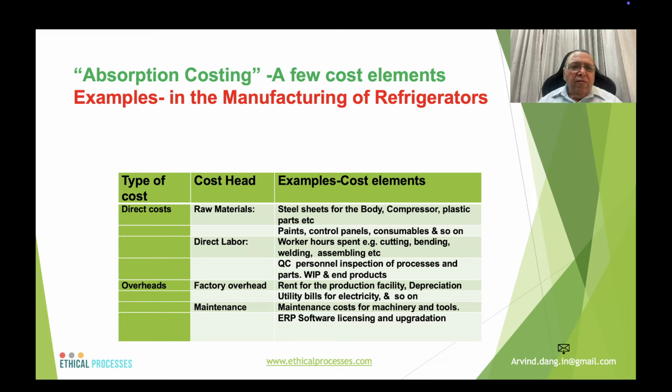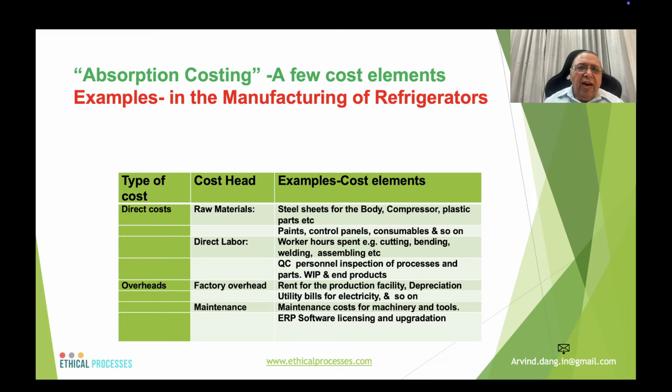First of all, for each of the costing methods, I'll be sharing examples of a few cost elements so that the understanding is much better. So let's talk about absorption costing first. In this absorption costing, there are 2 types of cost: one is the direct cost and the other is overhead costs. Cost heads included under the direct cost, column number 2, are raw materials and direct labor, and under overheads, column number 2, factory overhead and maintenance.